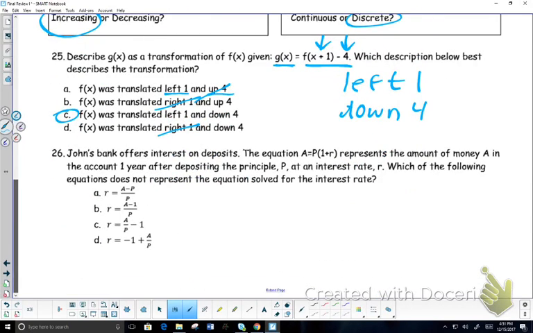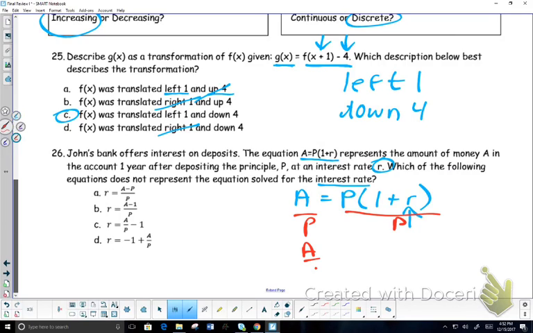Jones Bank offers interest on deposits. The equation looks like this. The annual principal P times 1 plus the rate R represents the amount of money, A, in the account 1 year after depositing the principal at an interest rate R. Which of the following equations does not represent the equation solved for the interest rate? Well, remember, the interest rate is R, so we need to get R by itself. To do that, the first thing we're going to do is divide both sides by P. That's going to give me A over P equals 1 plus R.